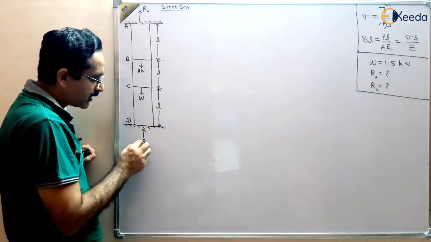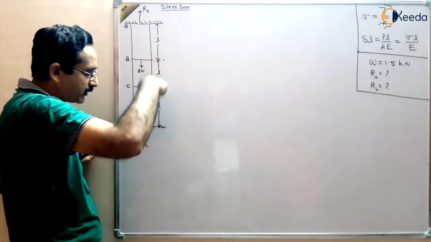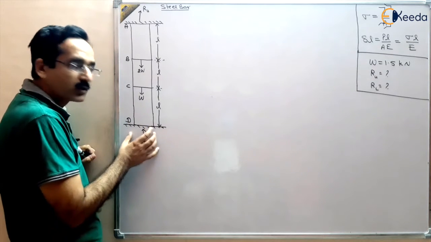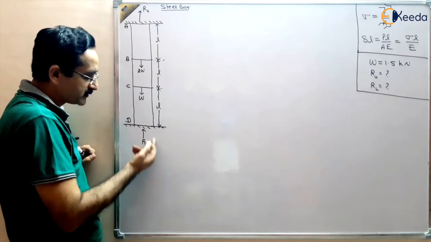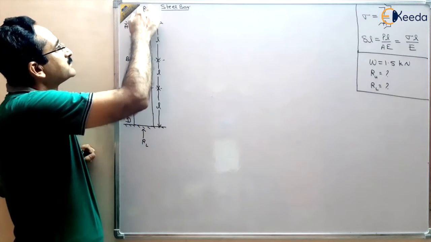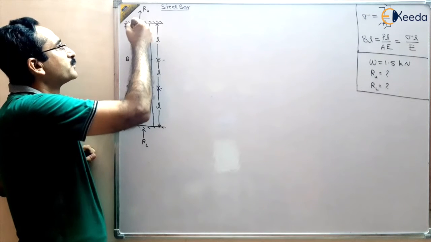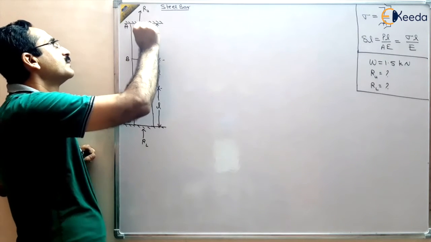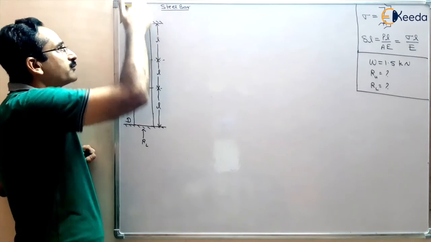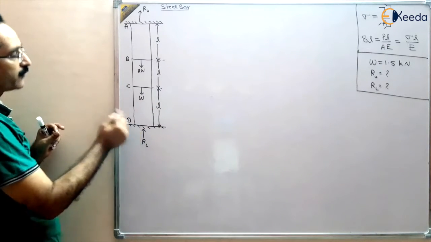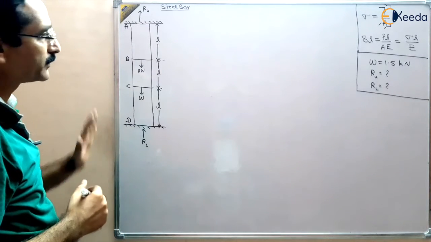We have chosen the upward direction for RL, because these forces are trying to pull the bar downward, so there will be an upward reaction. You can also assume downward, it is your choice. Here also we suppose the bar is going downward and the rigid support will react in the upward direction. So RL is chosen upward, and RU is also chosen upward. Let us see what the answer will be.